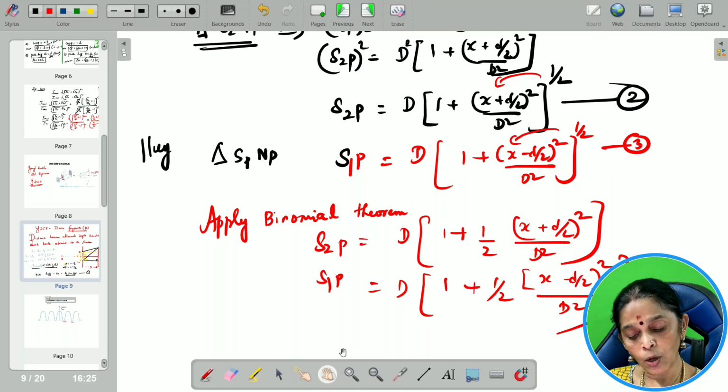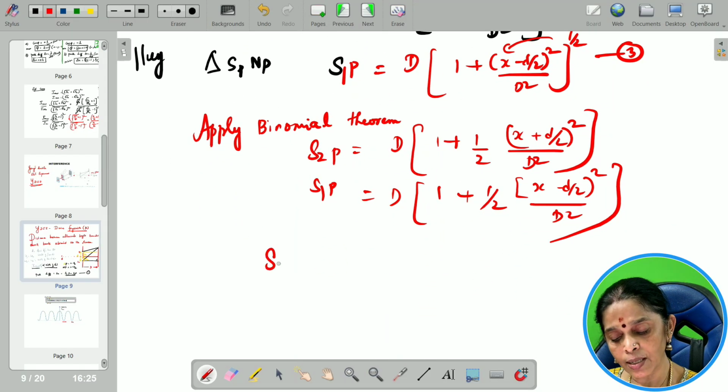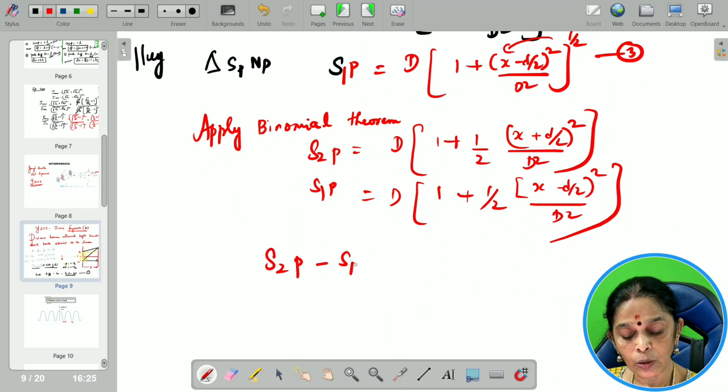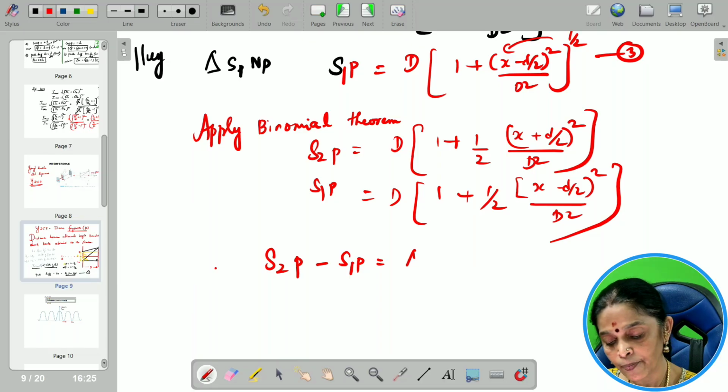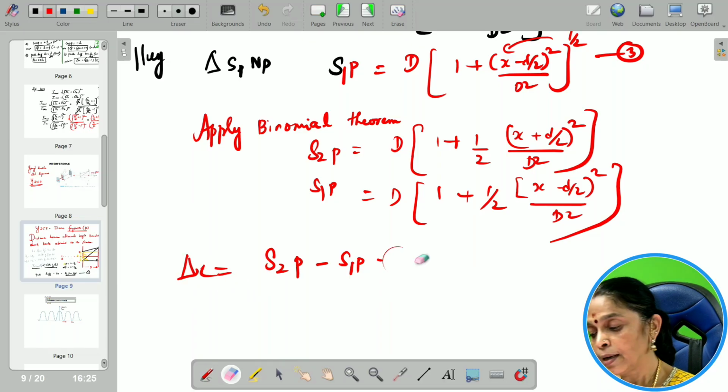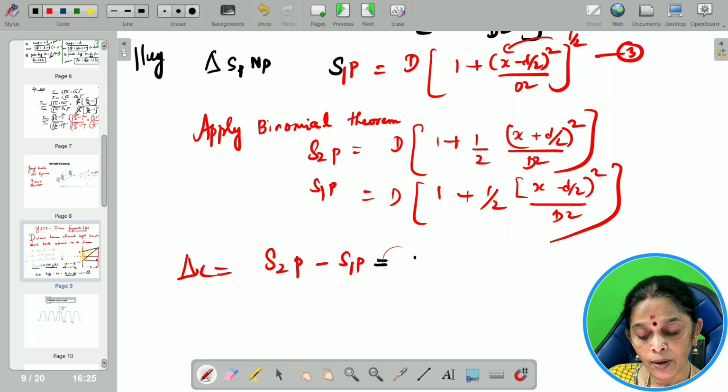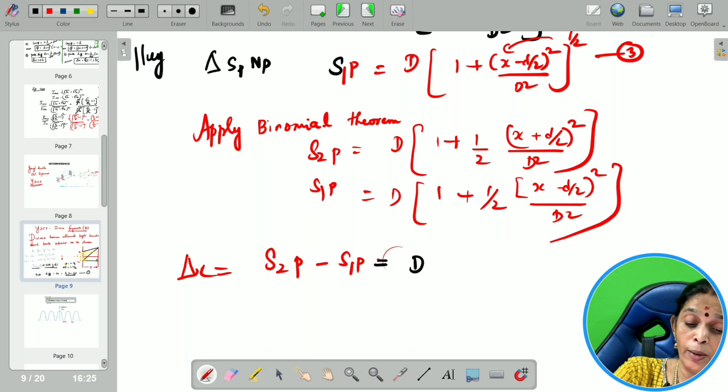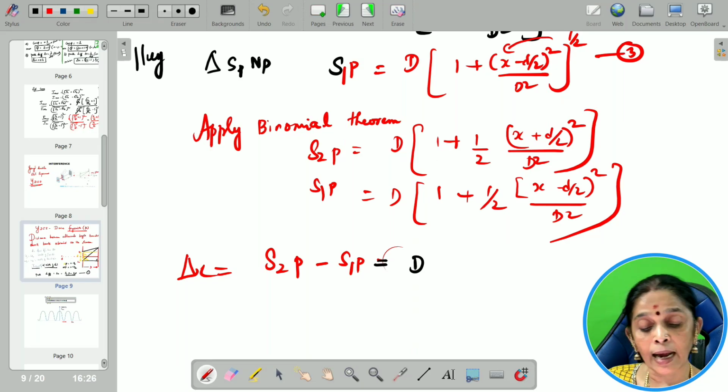So now you find out what is S2P minus S1P. That is all. S2P minus S1P is equal to delta x. So I can write here delta x, which is equal to d. Take it out. So d you can bring it inside. So d minus d get cancelled.